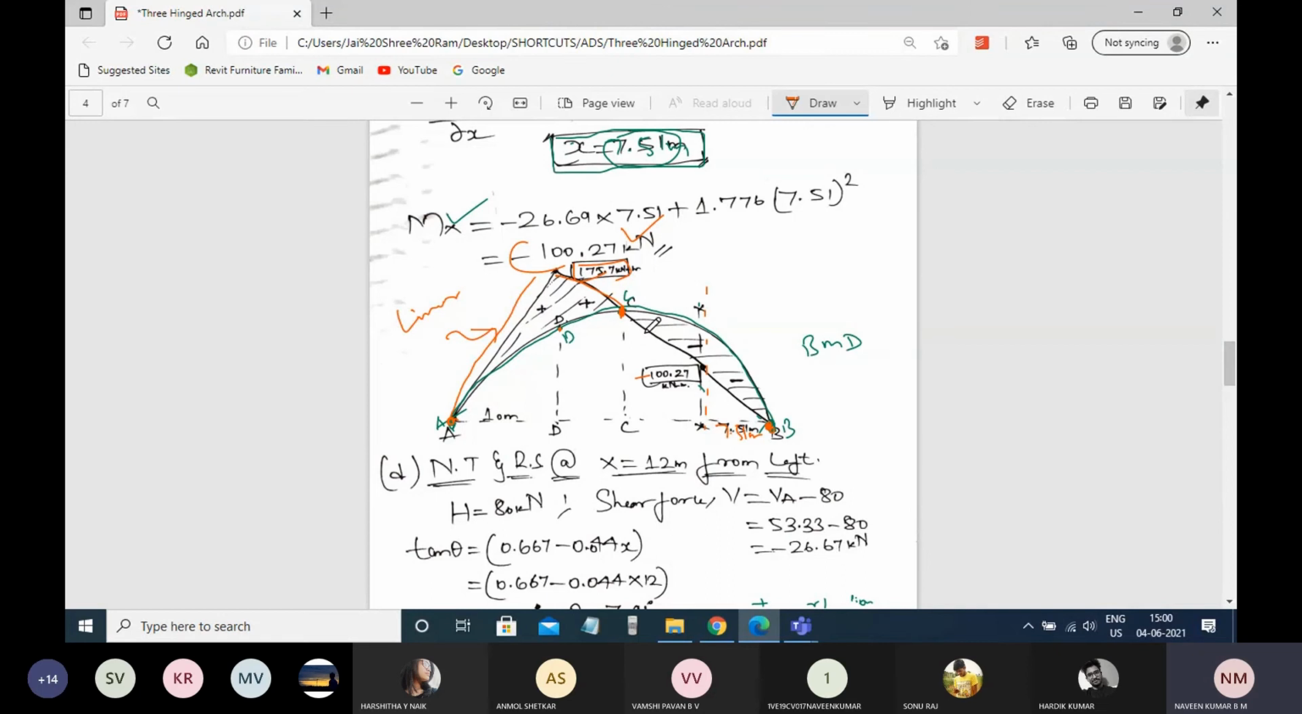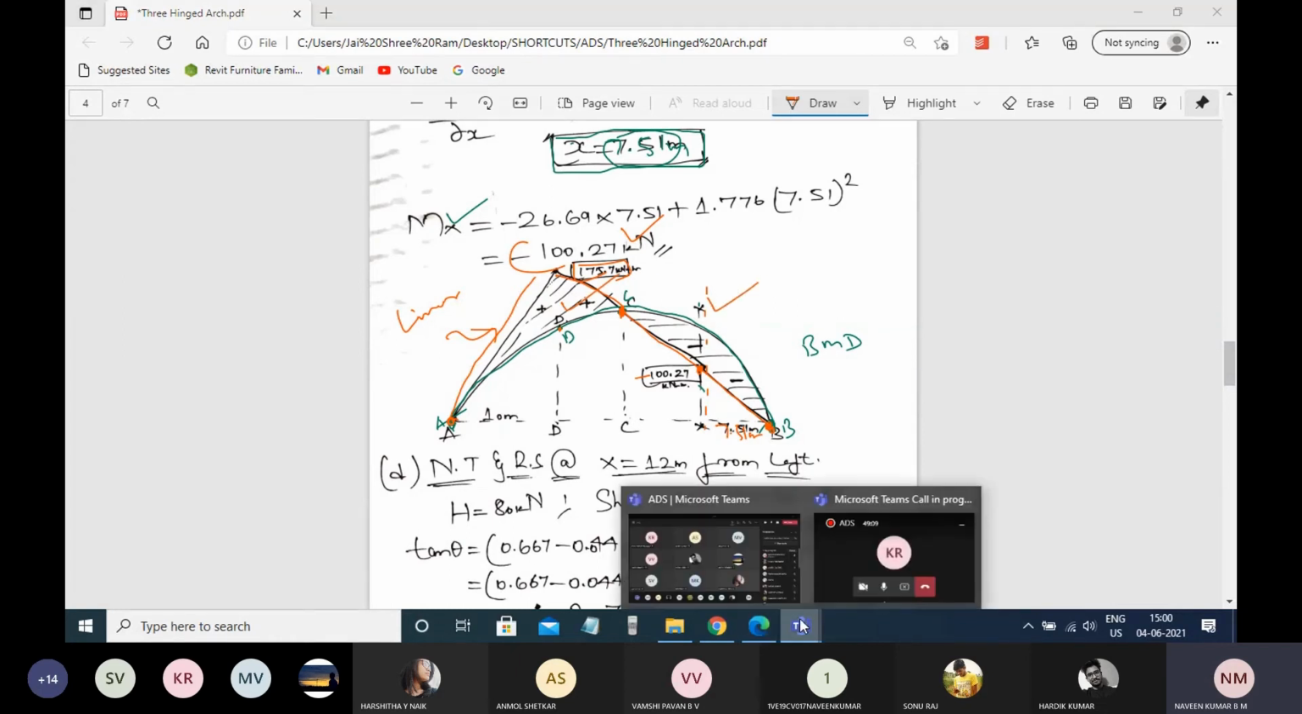Again at B it is 0. So from C to B, let me join CB, and this point will be considered as minus 100.27 kilonewton. So in this way you can draw the bending moment diagram.